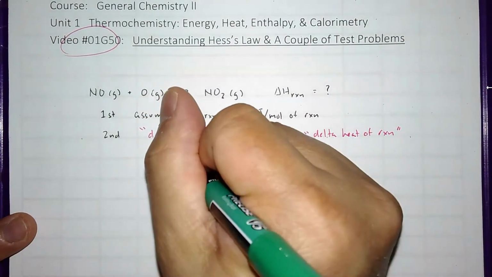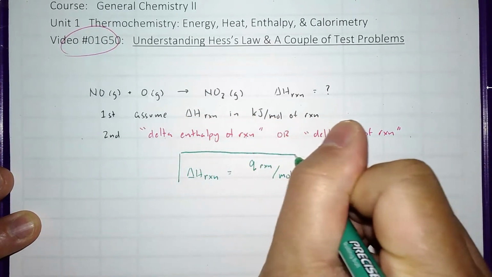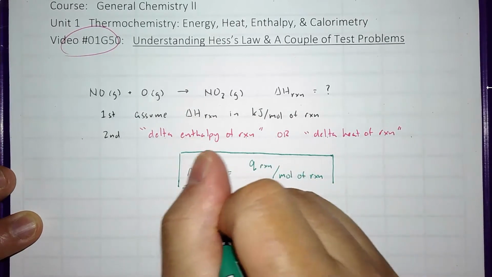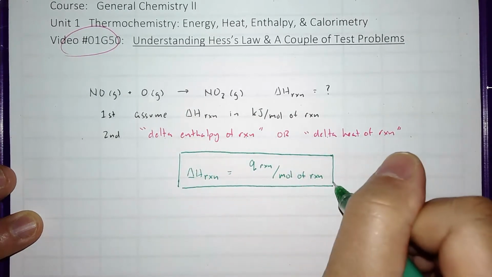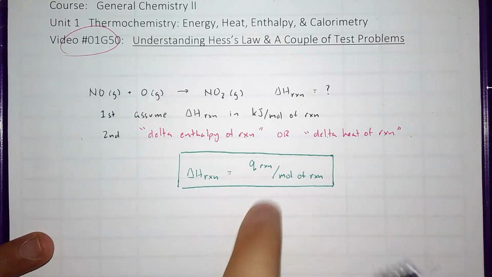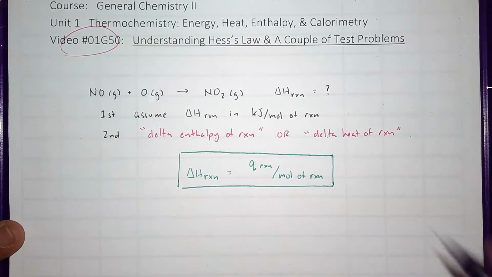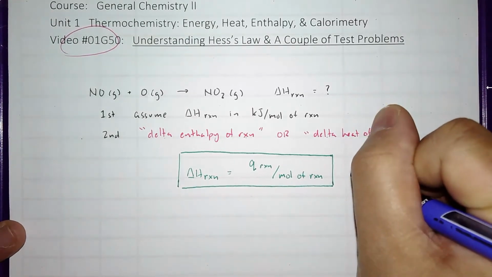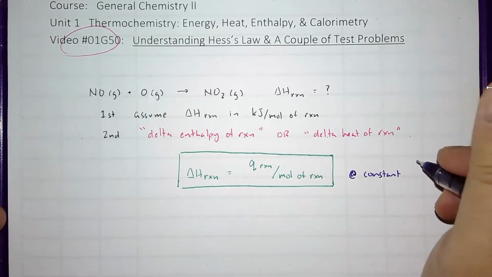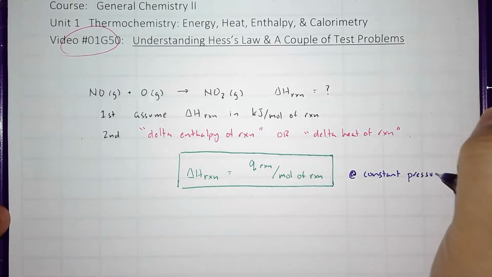Let me put a box around this. This is an important equation, and an important concept to keep in mind. We'll be doing a lot of these where we are going to figure out the heat, related to the delta H. This is at constant pressure. Again, most reactions you do, especially in lab, will be under constant pressure.